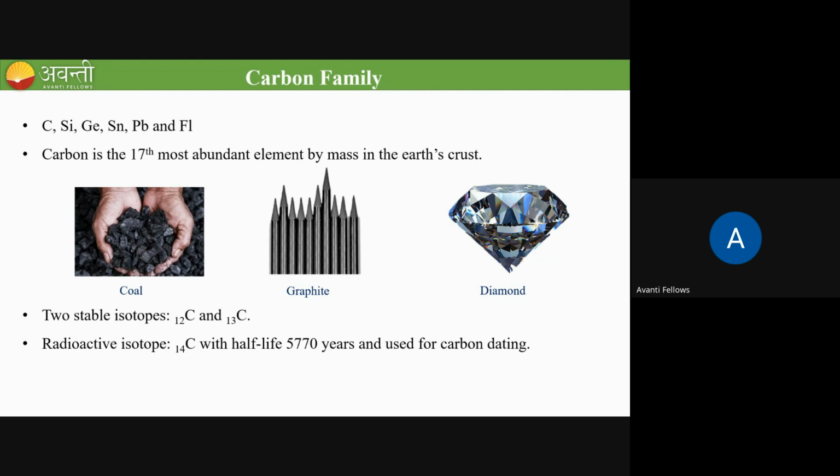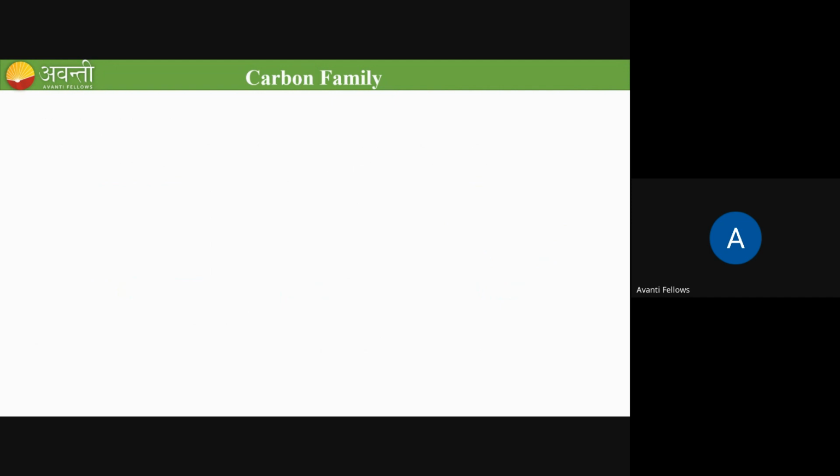In the same way, carbon-14 is unstable with a half-life of 5,770 years, and it is used for carbon dating. That is out of your syllabus, okay? Carbon dating is a separate concept. So this is the general introduction of group 14, that is the carbon family.